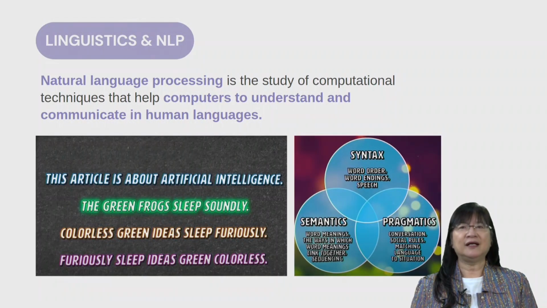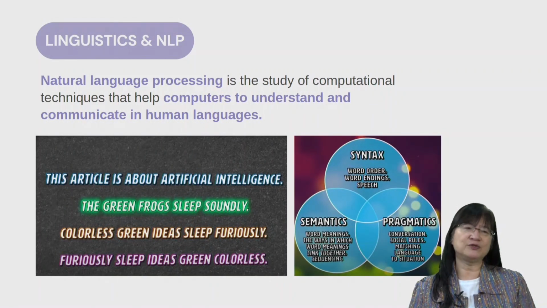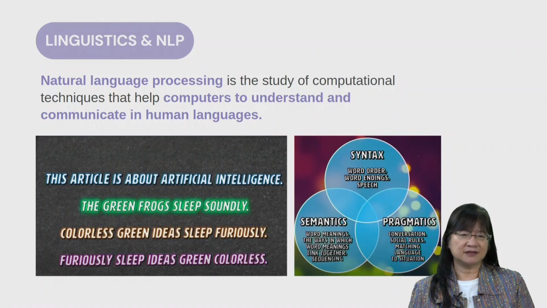As you know, linguistics and NLP have a close relationship. Natural language processing is the study of computational techniques that help computers to understand and communicate in human language. For example, those words, those sentences, do you understand them? For computers, they don't really get that. Each word or each token shows people the meaning of individual words, and when we put them together, we can comprehend that easily. But for computers, they have to study that.